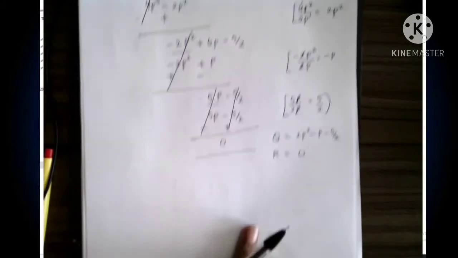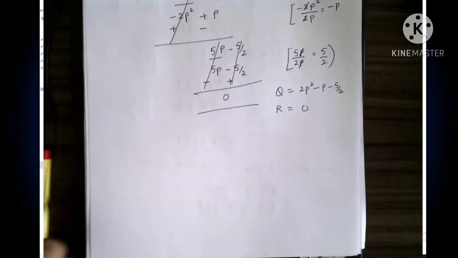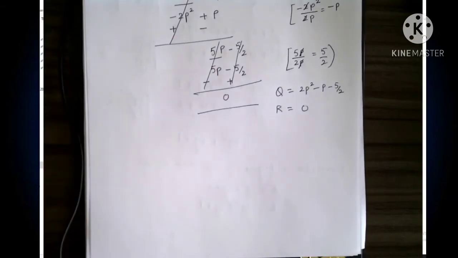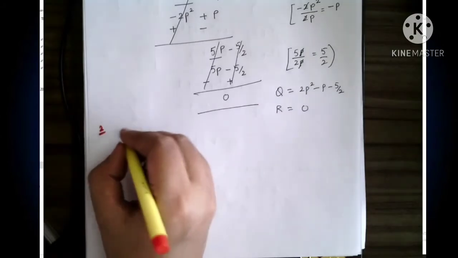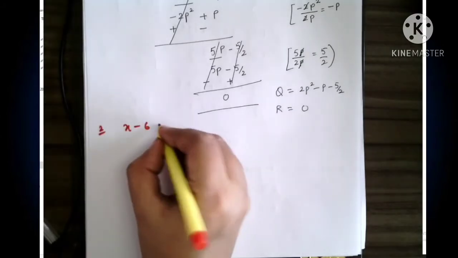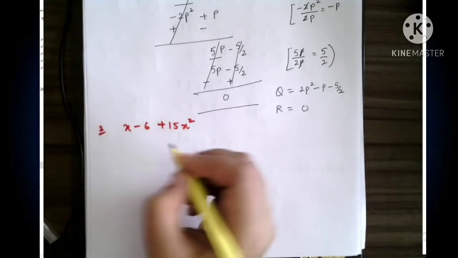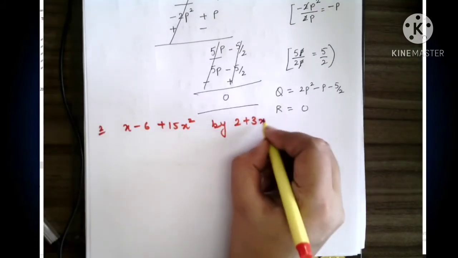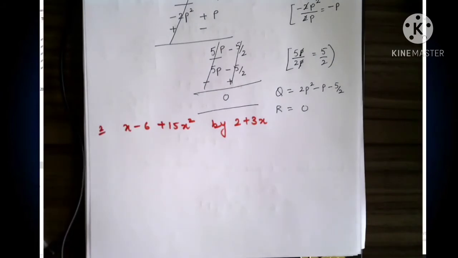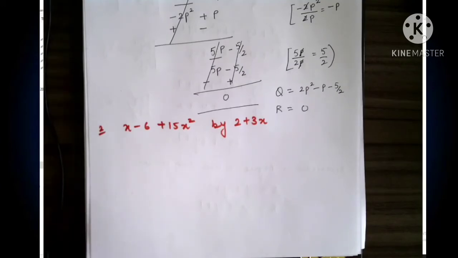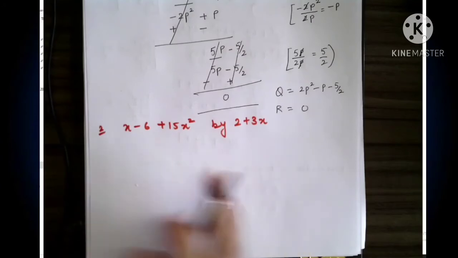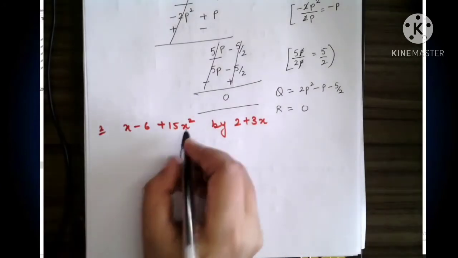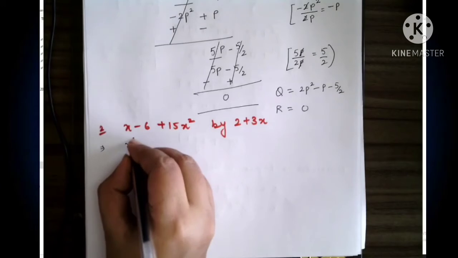Question number 2, everyone. Now the question is x minus 6 plus 15x square, divided by 2 plus 3x. Can any one of you tell me the first step of this long division? Very first we have to check the standard form, for dividend and divisor both. We wrote it in standard form. First it becomes your x square, 15x square.